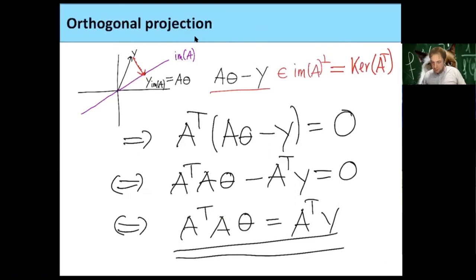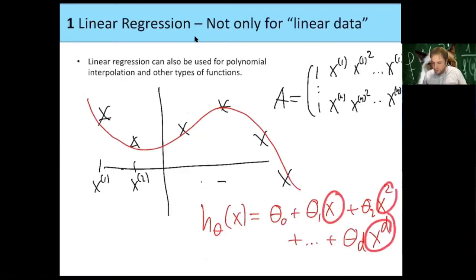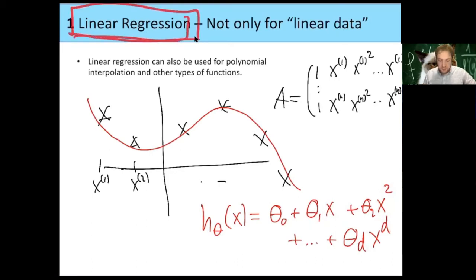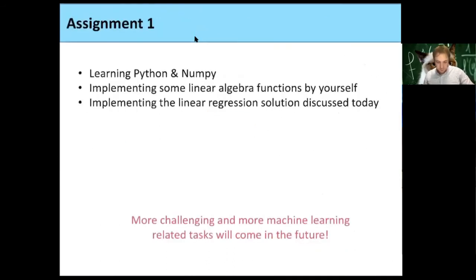And of course, instead of polynomials, you can use a logarithm or square roots or some other fancy functions. But still, what you do is use linear regression to get these coefficients. Yeah, and now I wanted to switch to the homework and go through this.